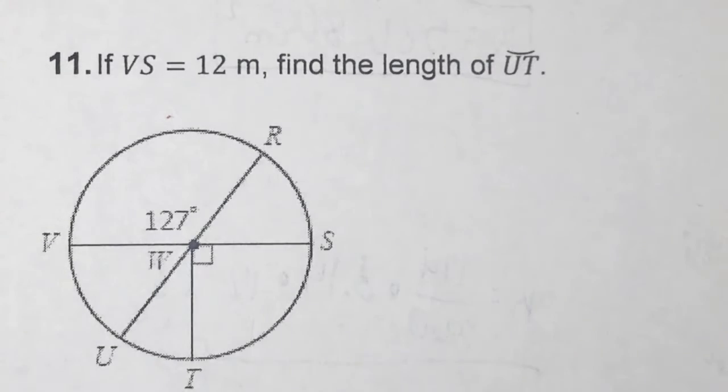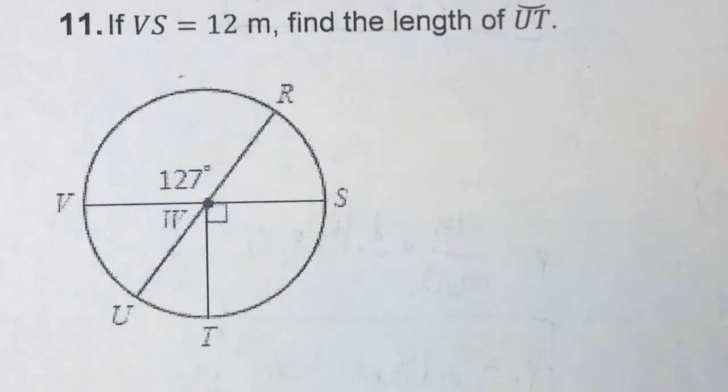So on this one, it says VS. And first of all, you need to pay attention on this one. It said VS. VS is what? VS is the diameter. So I don't need to double this. They already gave me the diameter. And then it says find the length of arc UT. Arc UT is this one down here at the bottom.